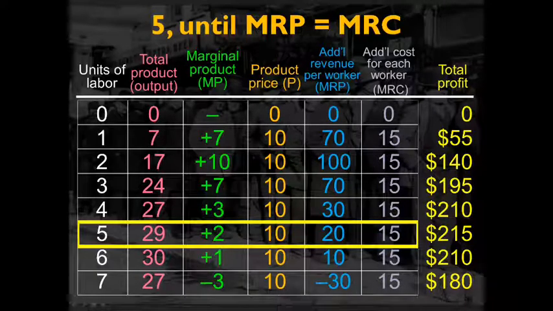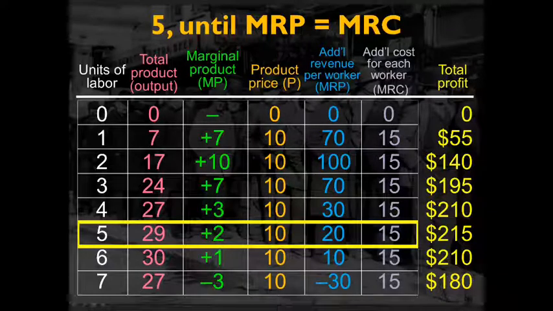Total profit is $55 for 1 unit. Remember, the only cost is labor, so you're going to basically multiply units of labor times cost. Okay, so here's your total profit. You see that the total profit is maximized at the fifth worker.